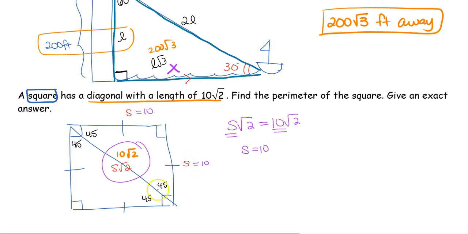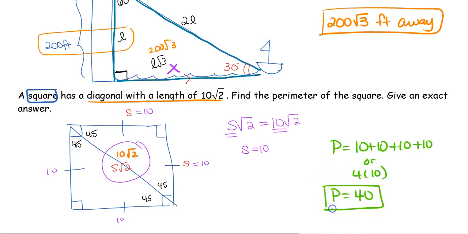And because it's a square, that makes all sides of our square 10. So we've got 4 congruent sides of 10. So our perimeter is 10 plus 10 plus 10 plus 10, or we know that's 4 sides of 10, giving us a perimeter of 40. All right, so it's important that we remember those properties of a square and that we can create those 45-45 special right triangles. That's it for today.